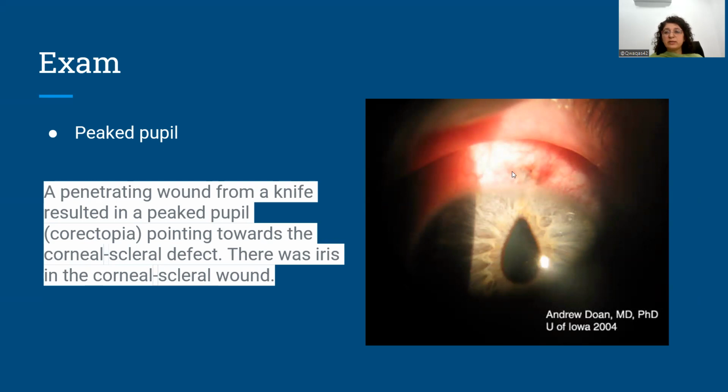So as you can see, the patient had actually a penetrating wound from a knife. This results in a peaking of the pupil, and this peaking usually points towards where the corneoscleral defect is. And over here, you can see there was iris actually incarcerated within the wound. If this is an isolated injury and these people get timely treatment, this type of patient can actually have a pretty good prognosis.